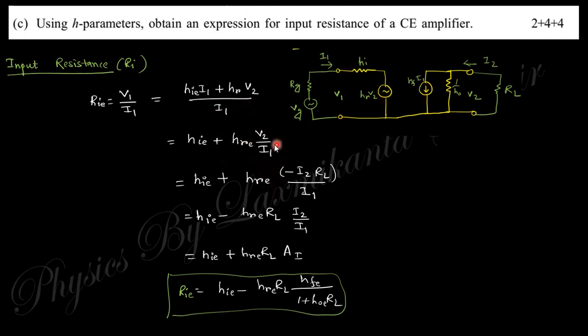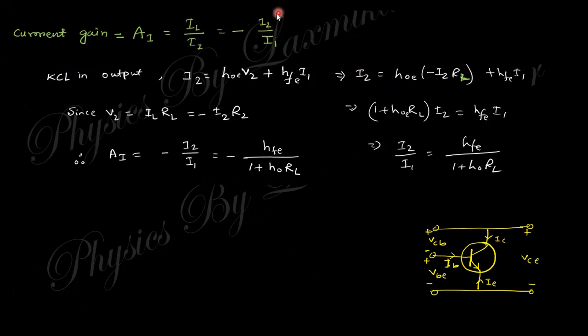So dividing, you will get that one, and V2 by I1, where V2 is nothing but I2 RL. There is a load RL, and because this is in negative sign, that's why minus here. So you will get this one, and this I2 by I1, where I1 and I2 are in opposite signs, so minus of I2 by I1 is AI. AI is the current gain, and the value of current is like that, and the current gain is derived here. Current gain is minus I2 by I1 from the output circuit.